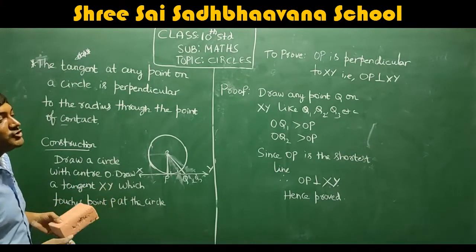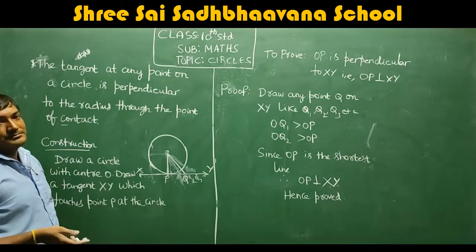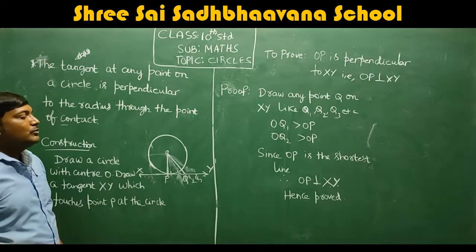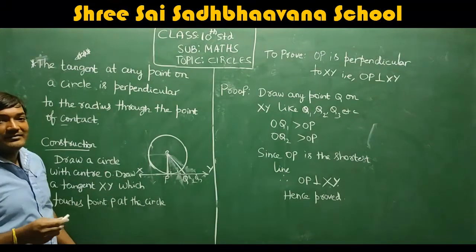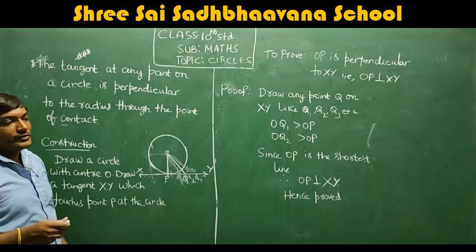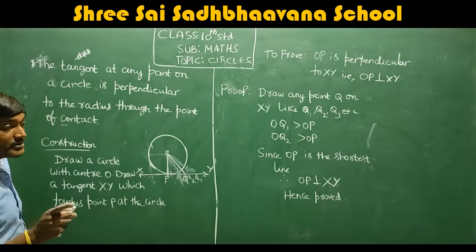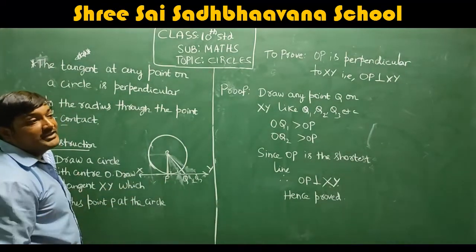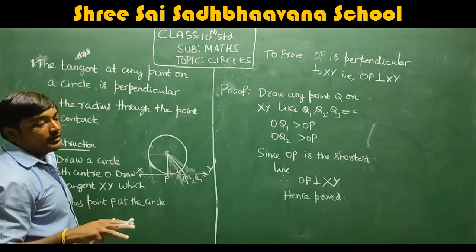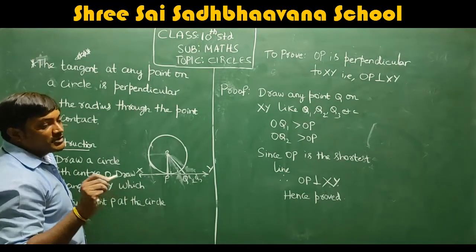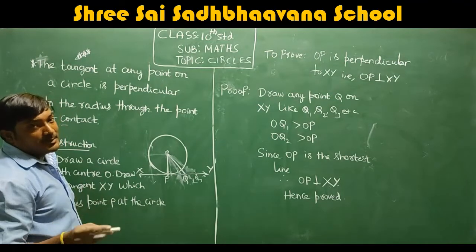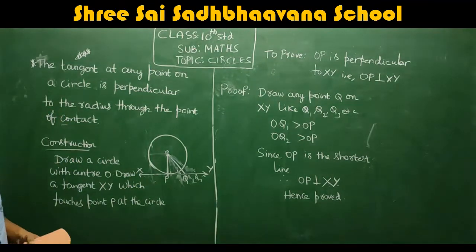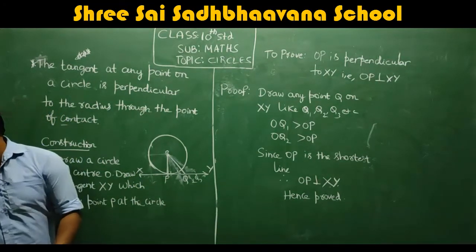So always remember, the shortest distance is perpendicular. Hence we can say that OP is perpendicular to XY. So the shortest distance is always perpendicular. Basically, when you are able to prove that OP is the shortest distance, then 90% of the theorem you have proved. Always remember, the shortest line or shortest distance is always perpendicular. So that is the reason OP is perpendicular to XY. I hope you understood this clearly.